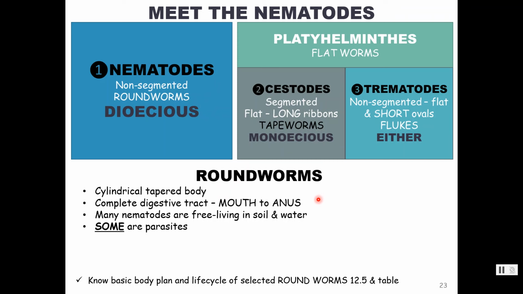These have a complete digestive tract running from mouth to anus. However, it's not that well developed. Once again, the number one developed system in a parasitic helminth is going to be the reproductive system. Many of those that fall in the phylum Nematoda are actually free-living. They live in soil, they live in water, meaning they're not all bad. Some of them are parasites, and those are the ones we're going to talk about. So that's where we're headed.